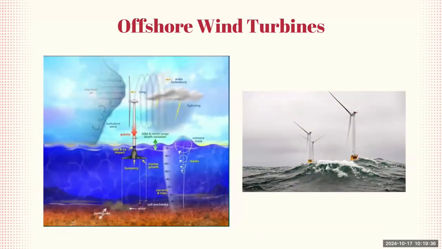So offshore wind turbines operate in the open sea, as shown in the picture, where they're exposed to harsh weather conditions, as depicted on the diagram on the left. These turbines are designed to withstand a variety of environmental forces, including wave turbulence, extreme weather like lightning, and even ocean currents. On the right, we see an image of the offshore turbines braving strong waves. These turbines are engineered for stability with platforms that maintain buoyancy and strong anchoring mechanisms to the seabed. So this gives us the advantage of stronger, more consistent winds at sea, allowing for higher energy production.